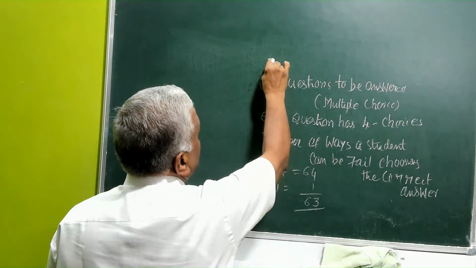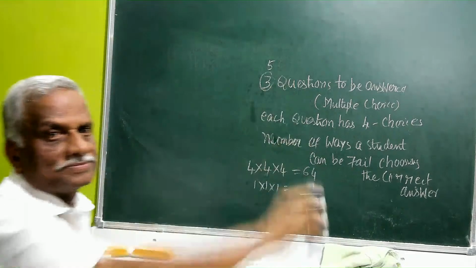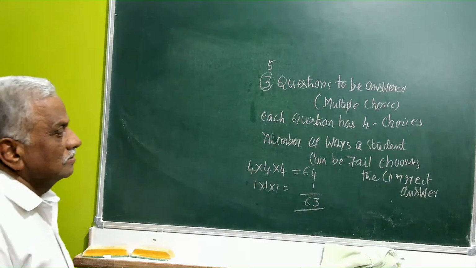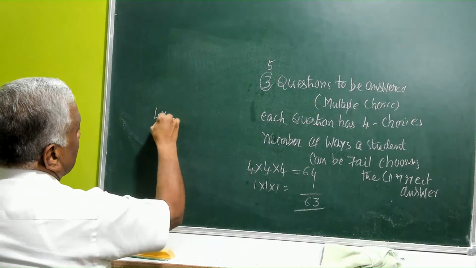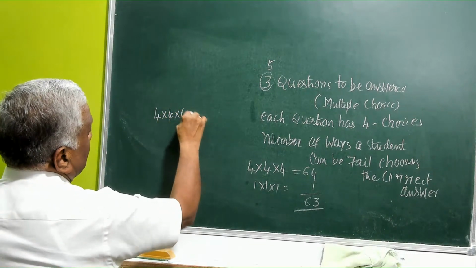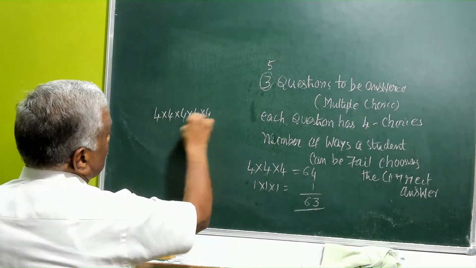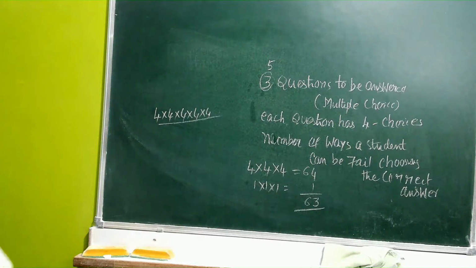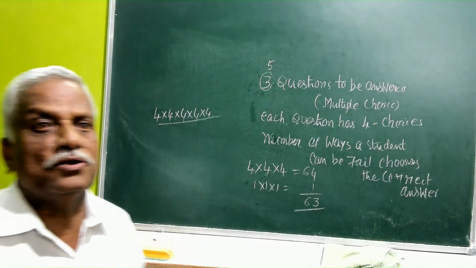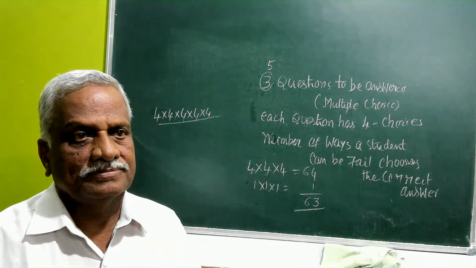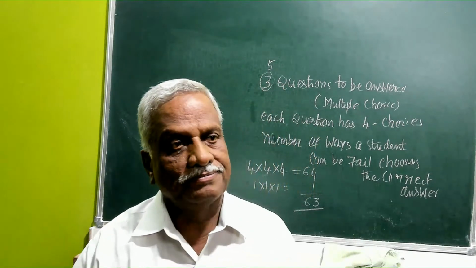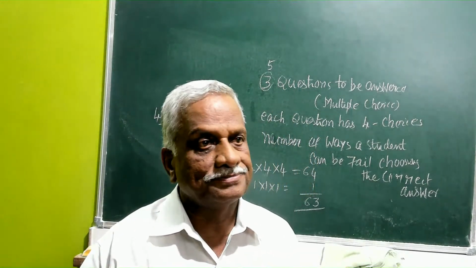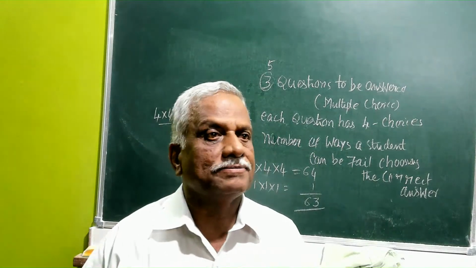Supposing in case they are given 5 questions, then what is the possibility? First question in 5 ways, second question in 5 ways, third question in 5 ways, fourth question in 5 ways, and fifth question in 5 ways. You have to multiply this and you have to subtract 1 only. Supposing they are given 4 questions, 4 into 4 into 4 into 4, 256. You have to subtract that.